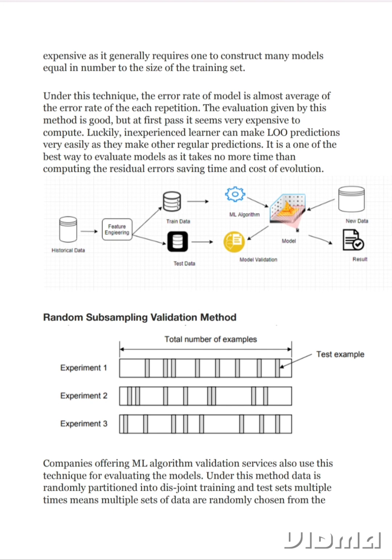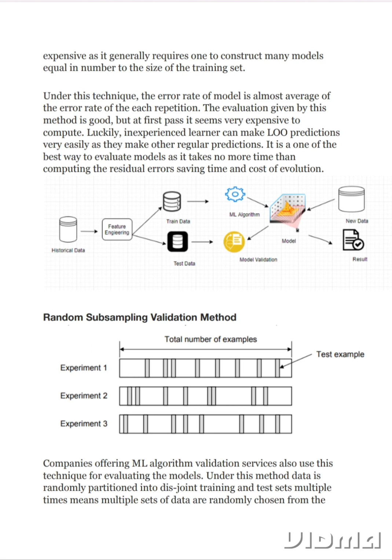Under this technique, the error rate of the model is almost the average of the error rate of each repetition. The evaluation given by this method is good, but at first pass it seems very expensive to compute. Luckily, inexpensive learners can make leave-one-out predictions very easily, as they make other regular predictions. It is one of the best ways to evaluate models, as it takes no more time than computing the residual errors, saving time and cost of evaluation.